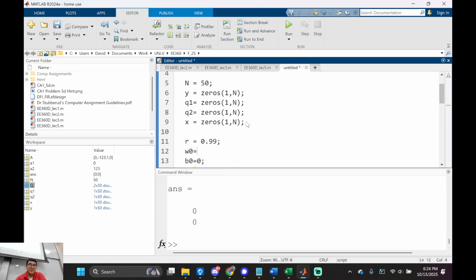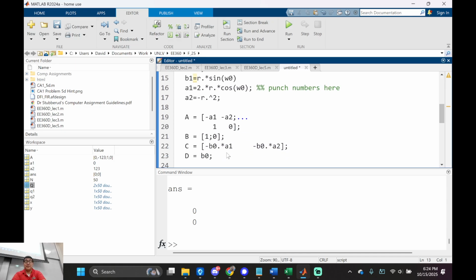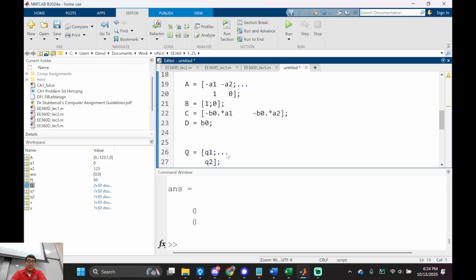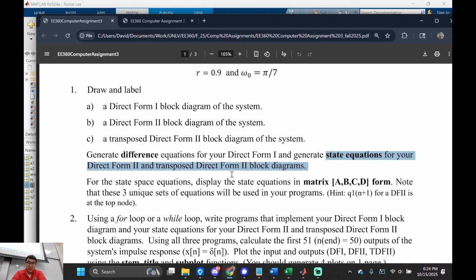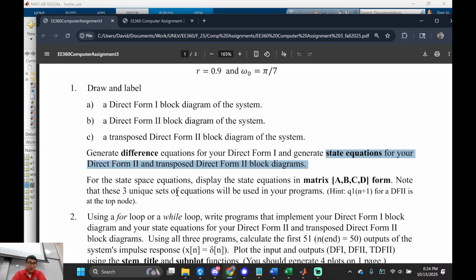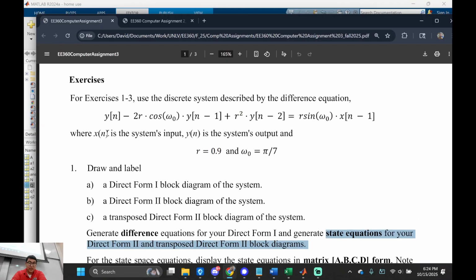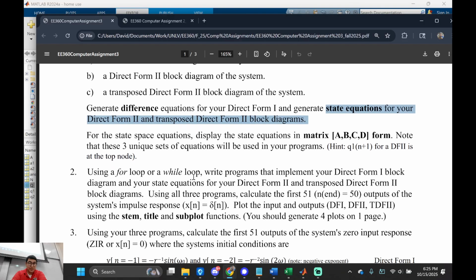Omega naught is equal to, what was our omega naught? Pi over 7. Pi divided by 7. This for sure, I'm doing a regular division because I know pi is a constant. So unless, okay, let's go dot divide. I'm paranoid. You never know, MATLAB can do some stuff. Let's run this. Actually, what's our input? Our input, X is the system's input, generates space equations.